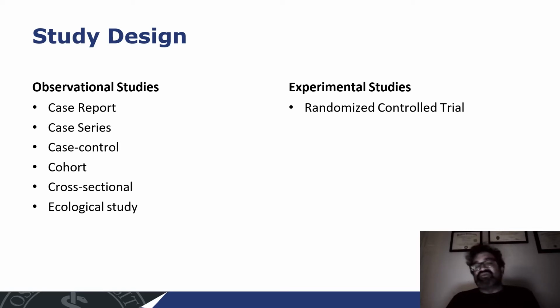Experimental studies, randomized controlled trials, have control groups. And a lot of times there's blinding, double blinding, even triple blinding, where even the data analysts don't know which group is the control group and which is the experimental group. Anyway, the blinding will be covered at some other point.